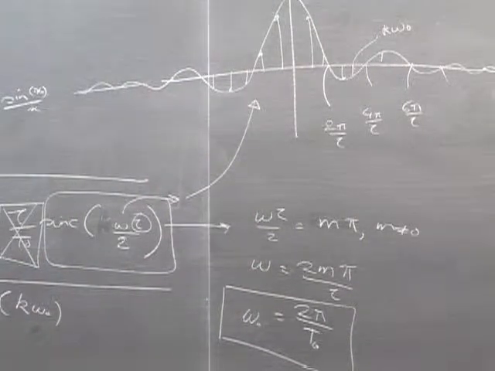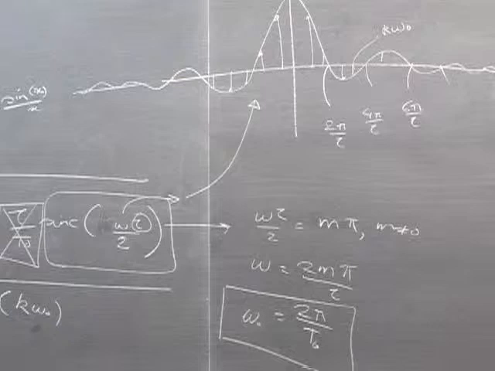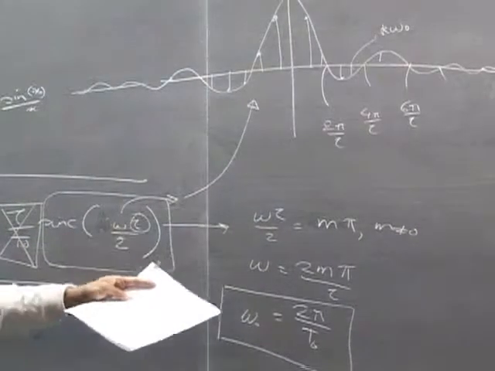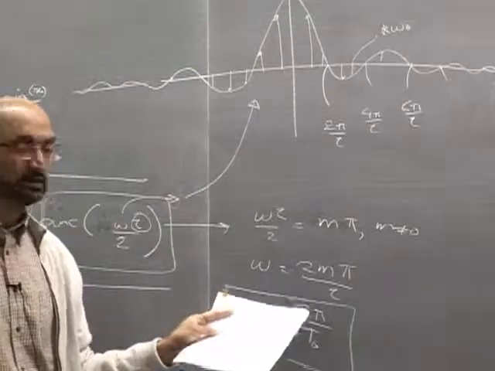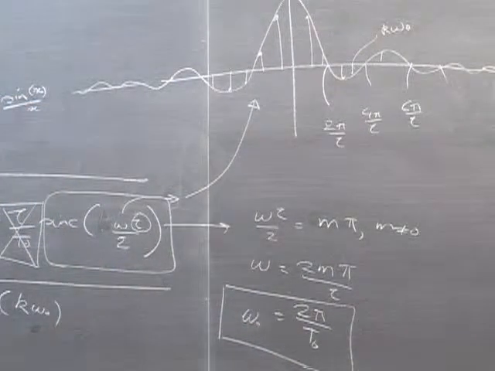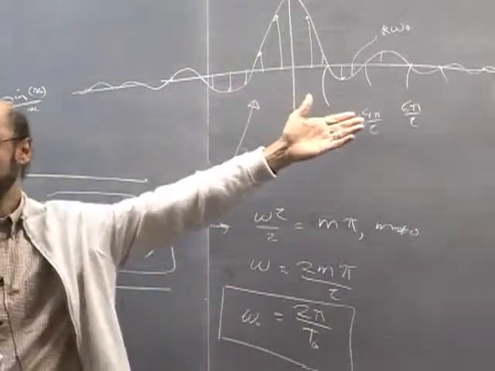It means that if I have a pulse, and I tell you the pulse width, then I tell you the zero crossings right away, because this function is going to have zero crossings essentially at 2m pi by tau, and that's actually the solution to homework 1, which we'll do in just a minute. But that's the values of omega at which it has zeros.